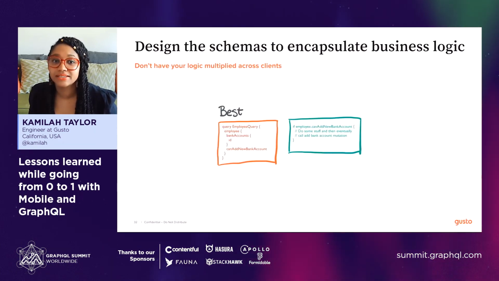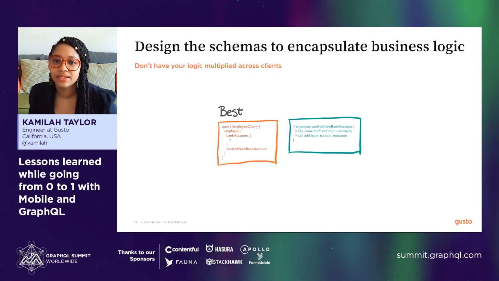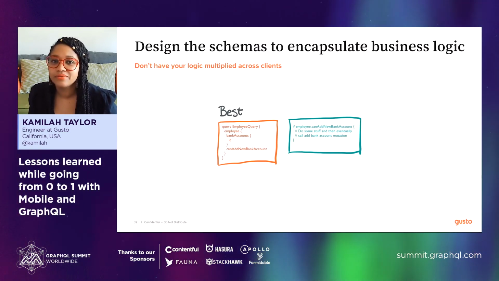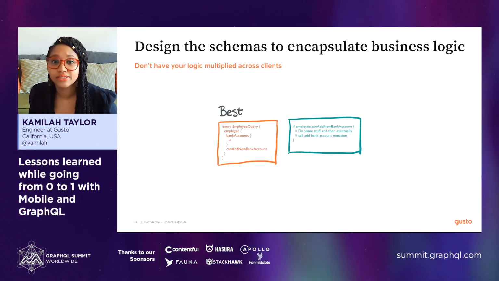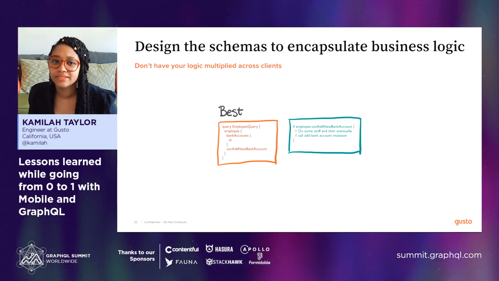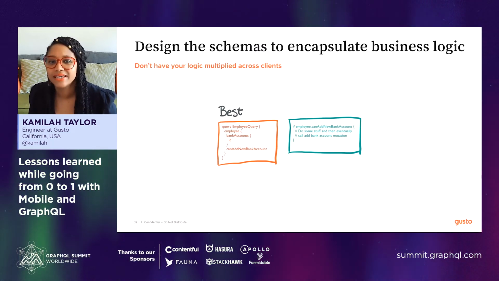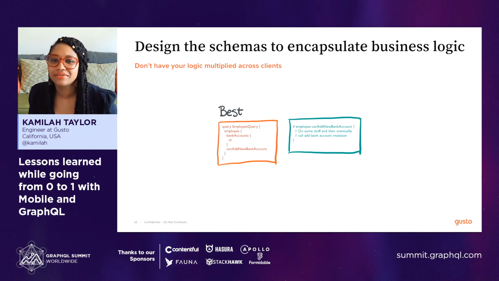Even better is if we could move that logic behind one field in a schema. Now, with the new can add new bank account flag, you've only had to handle this logic once for all of your clients. We've found over time many instances like this where we can move more of the business logic behind the schema, reducing the amount of times you're implementing something and making it easier to dynamically change this.